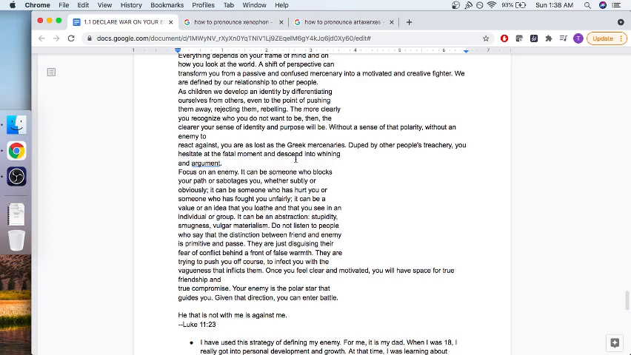Without a sense of polarity, without an enemy to react against, you are as lost as the Greek mercenaries. Duped by other people's treachery, you hesitate at the fatal moment and descend into whining and argument.